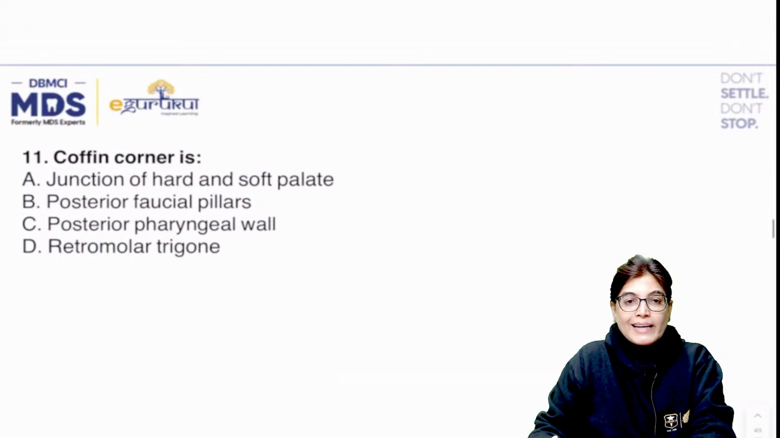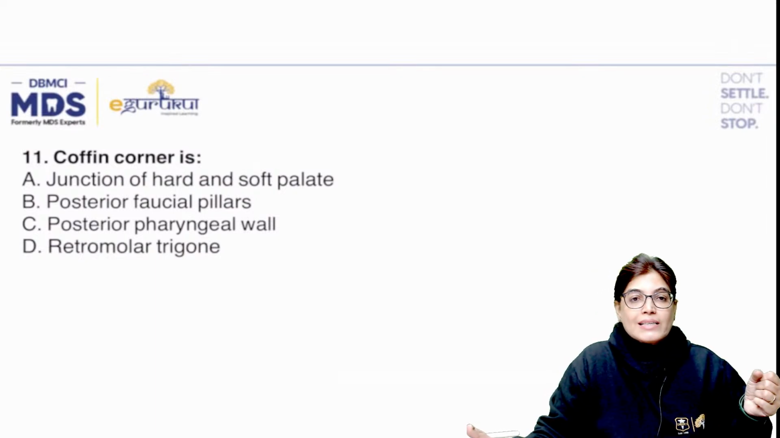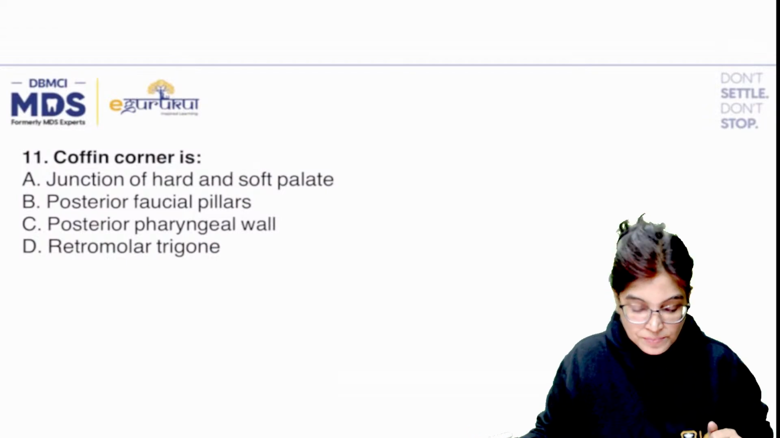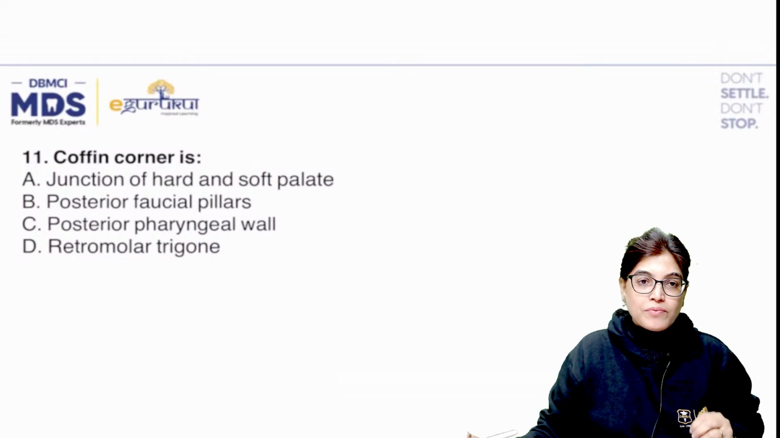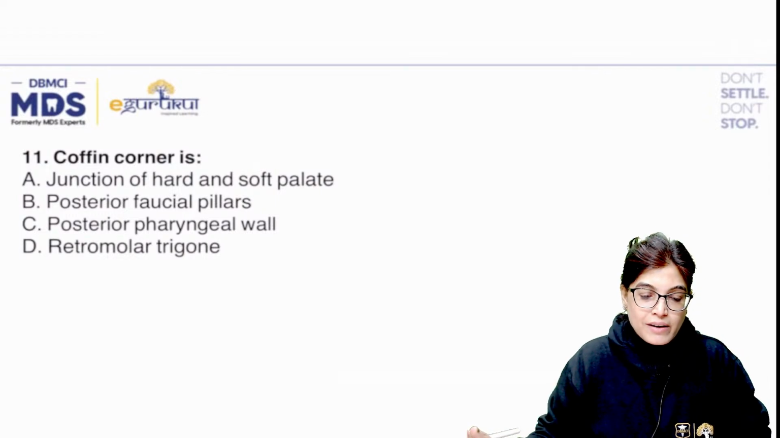Now let's talk about the next question. Question number 11. Coffin corner is junction of hard and soft palate, posterior pillars, Hodges pillar, posterior pharyngeal wall, retromolar trigone.